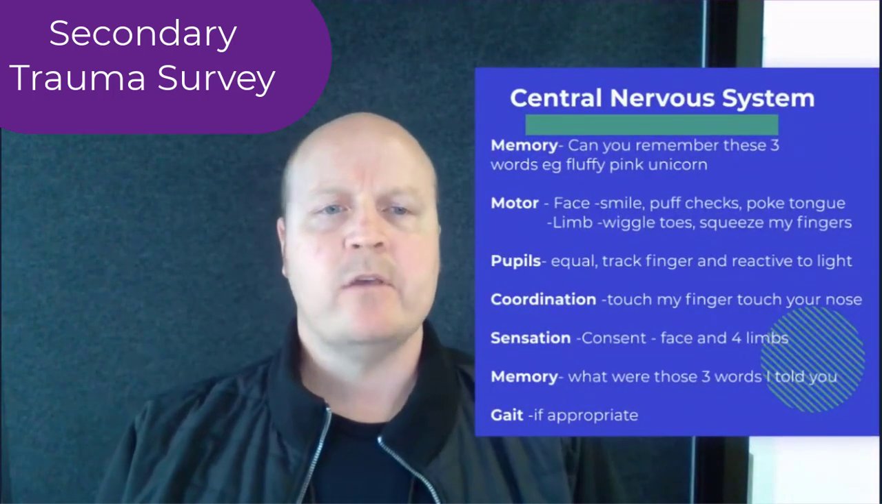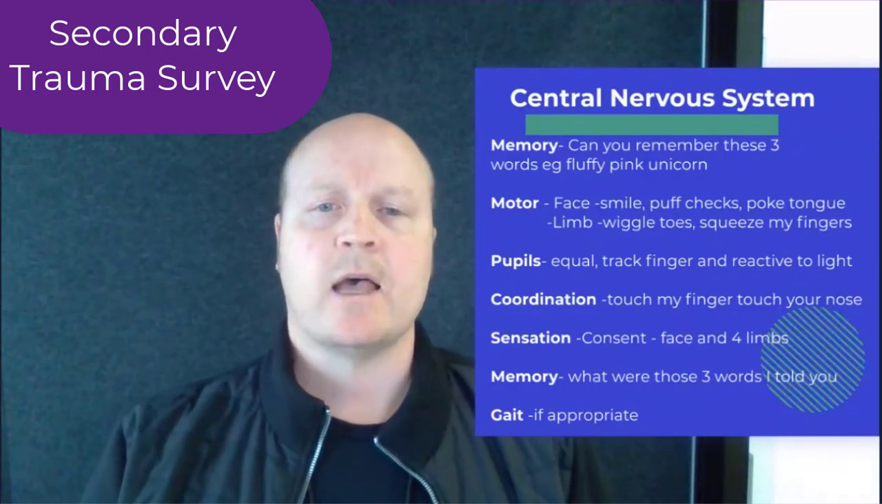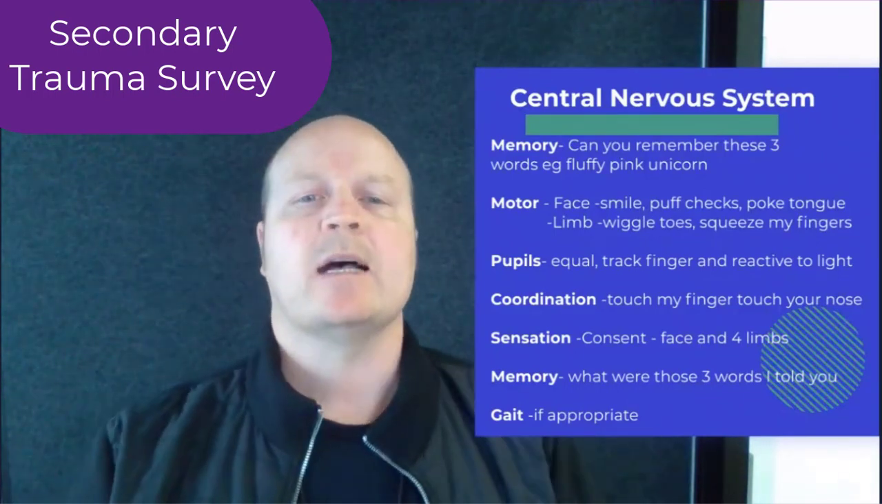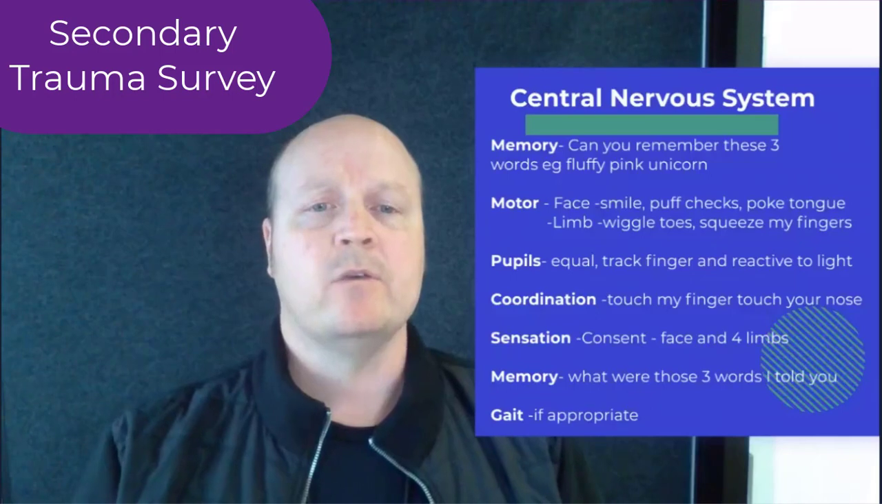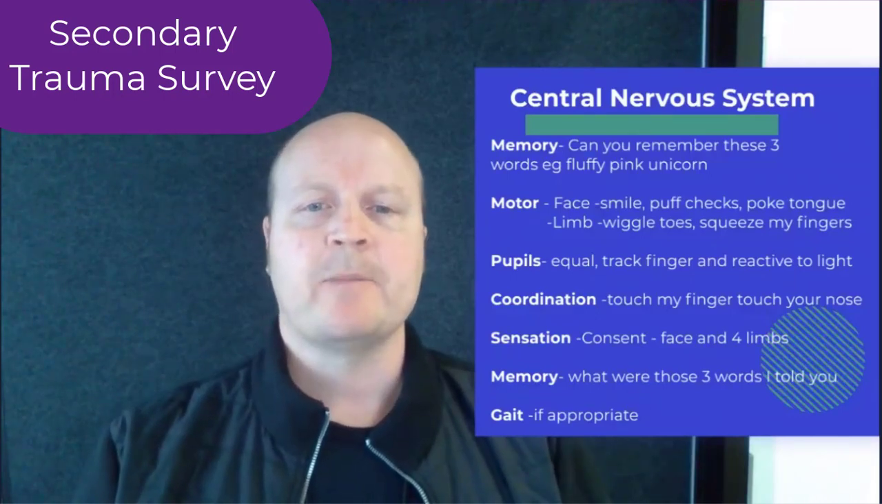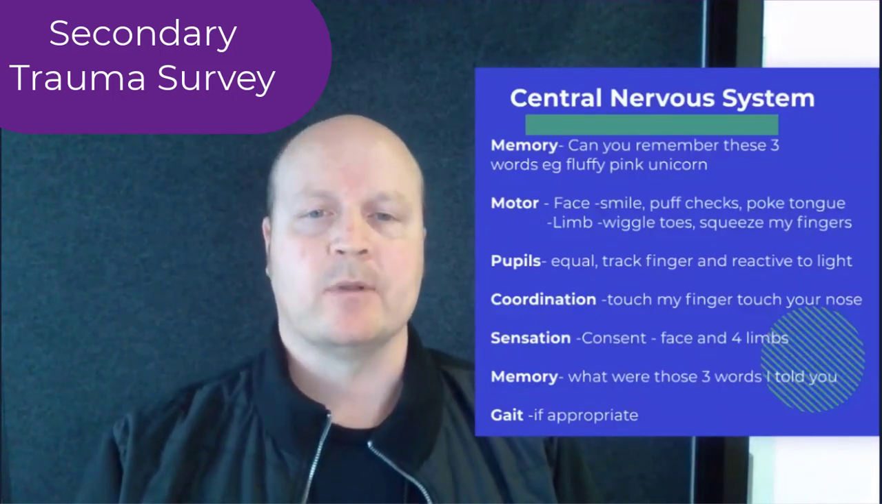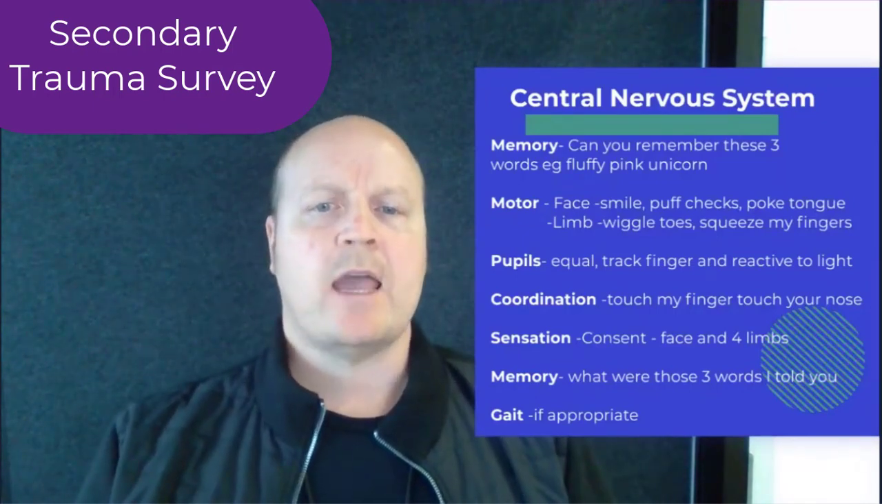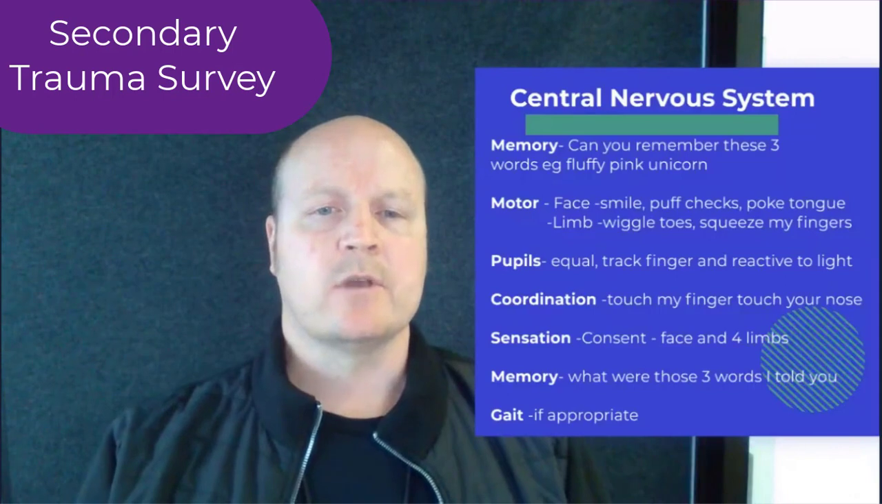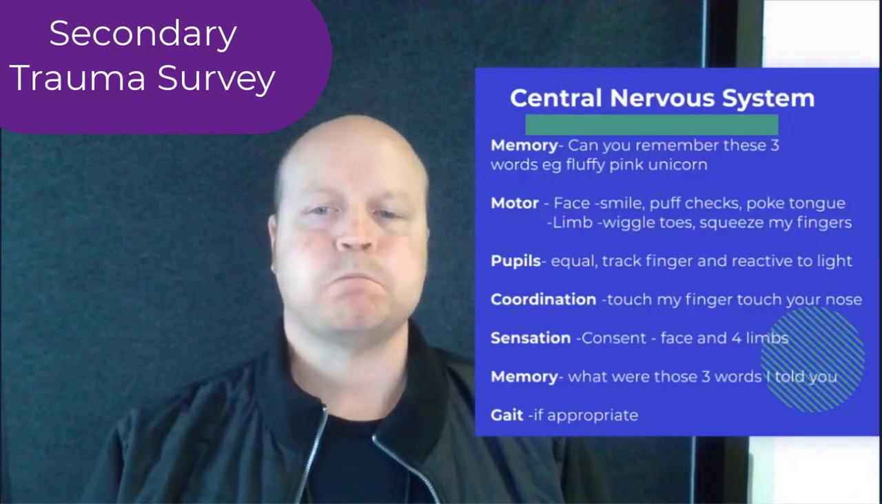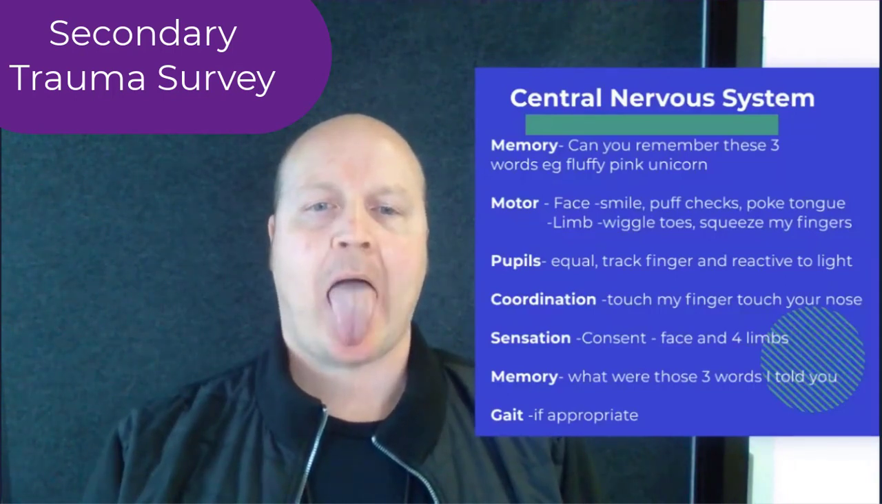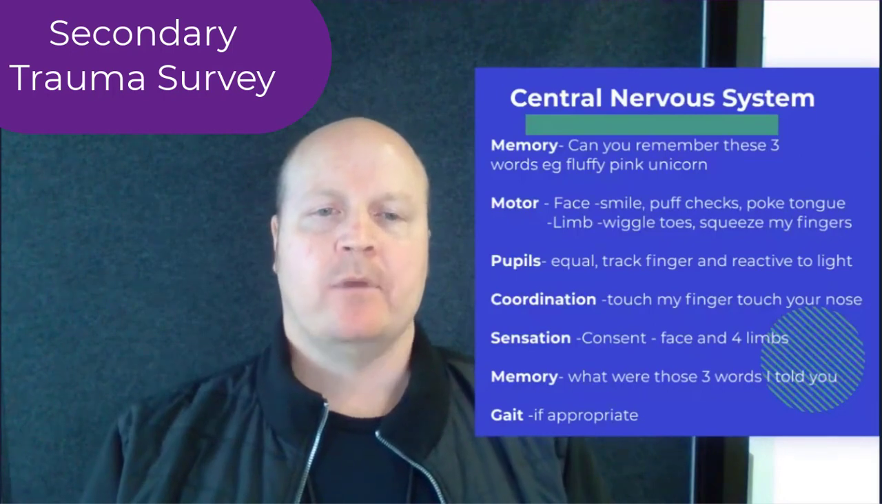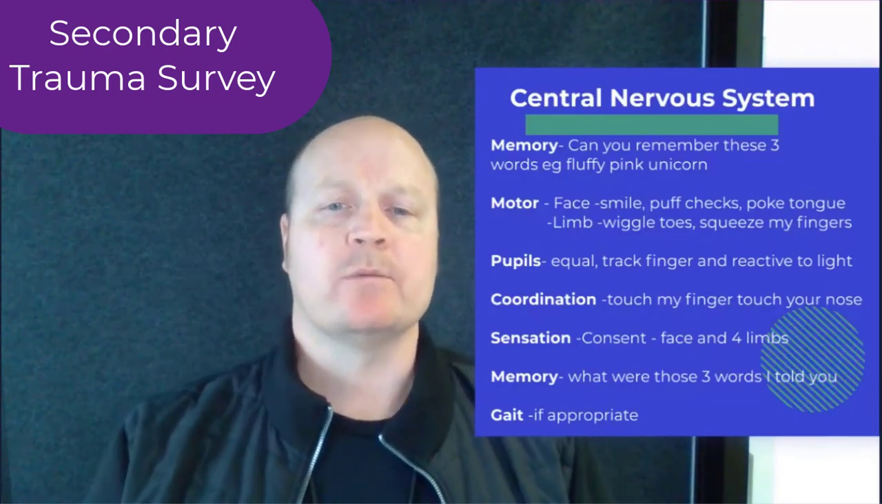Next, we can do a central nervous system assessment, testing their memory. Can you remember these three words? Whatever three words you're going to remember, ask them to remember. So fluffy pink unicorn, get them to repeat it and say, I'm going to ask you again in a couple of minutes. And then for our motor assessment, we want to look at their face and limbs. So get them to smile, puff out their cheeks, poke their tongue, and then with their limbs, can you wiggle your toes? Can you squeeze my fingers?